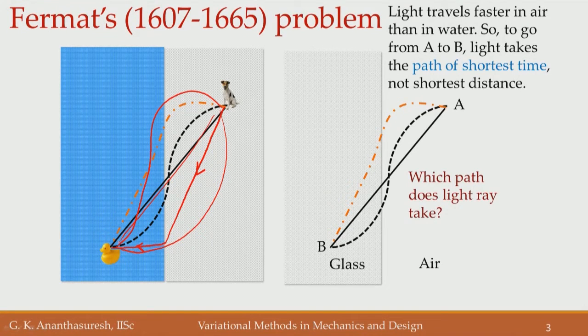So, when light rays go from point A to point B, which path do they take? Let us say here we have air and here we have a glass medium. So, A is in air and B is in glass. It has a certain speed in air and a certain speed in glass. So, which path does it take? It is the same problem as what we discussed with the dog and the rubber duck. Here, Fermat conjectured that the light ray takes the least time path and not the least distance path. Okay, that is the difference.